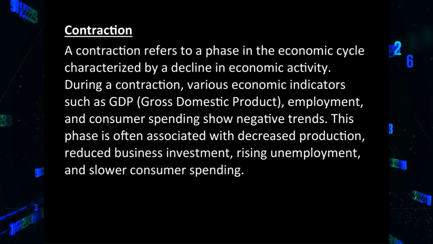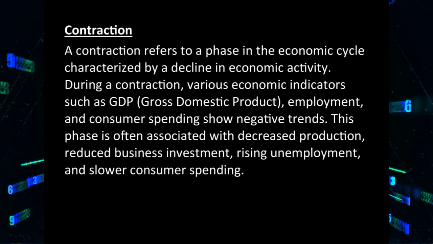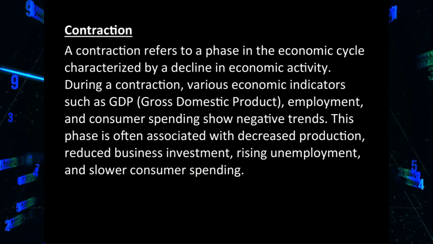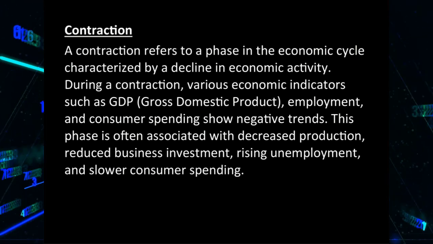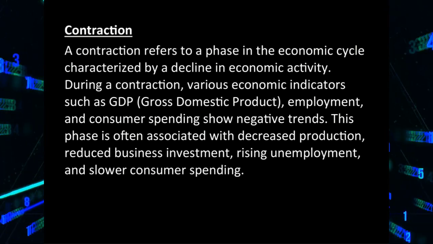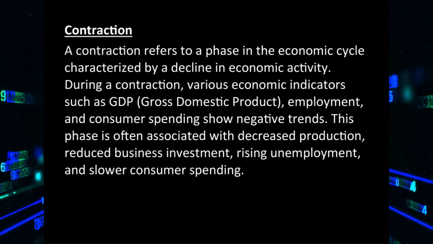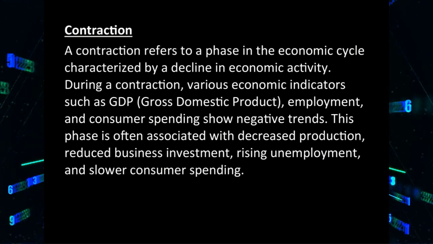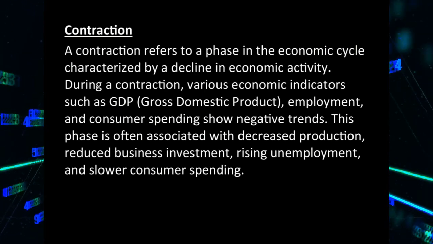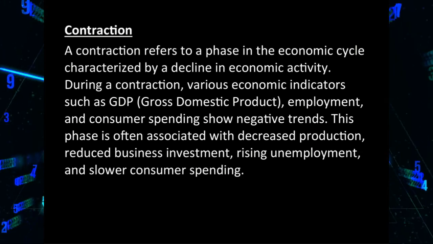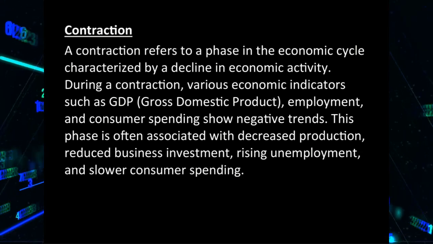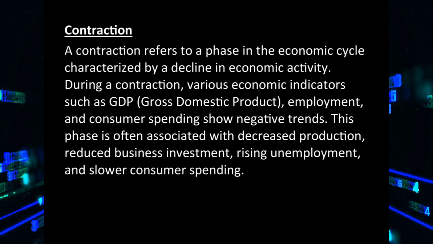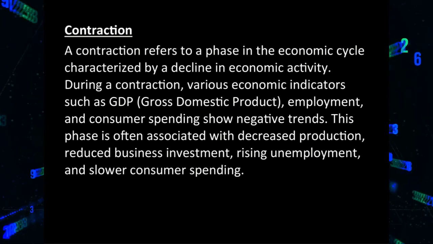Contraction. A contraction refers to a phase in the economic cycle characterized by a decline in economic activity. During a contraction, various economic indicators such as GDP, gross domestic product, employment, and consumer spending show negative trends. This phase is often associated with decreased production, reduced business investment, rising unemployment, and slower consumer spending. If a contraction persists and deepens, it can lead to a recession, which is a more prolonged and severe downturn in economic activity. Central banks and governments often implement monetary and fiscal policies to counteract contractions and stimulate economic growth.